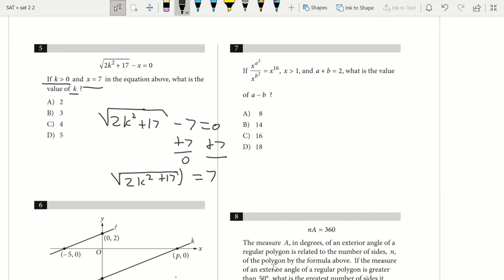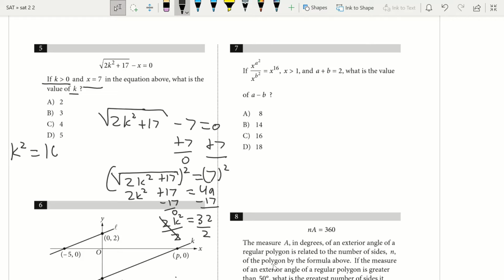Okay, now we're going to go ahead and square each side so we can eliminate our square root. 7 squared gives us 49, so we're left with 49 is equal to 2k² + 17. So we're going to subtract 17 from each side so that we can start to isolate k. 49 minus 17 gives us 32, so we have 32 equals 2k². We'll divide by 2 on each side to get k² alone. So we're left with k² equals 32 over 2, which is 16.